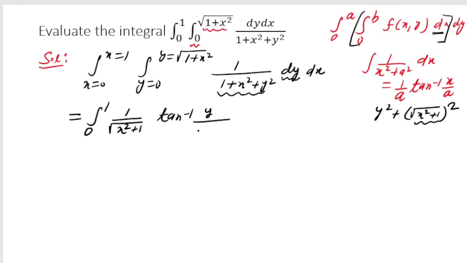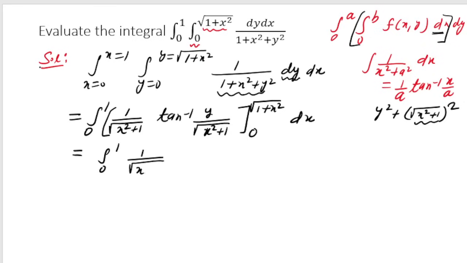So I'm writing y by, in place of a again I will write 1 plus x square plus 1. And then this is the integration with respect to y. The limit of y is 0 to under root 1 plus x square, and then we write dx. Now if I integrate it 0 to 1, we have to put the limit of y. So what it will become? If I put upper limit under root 1 plus x square, and here also we have under root 1 plus x square, so it will cancel. So I will get it under root x square plus 1 and tan inverse 1.